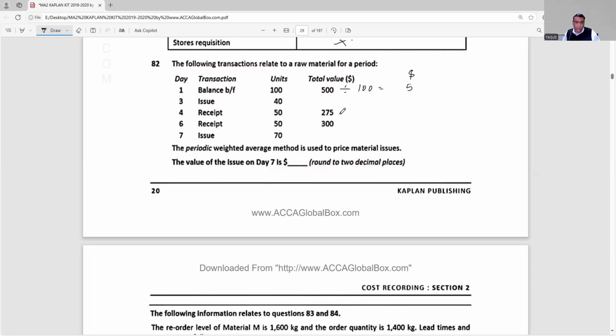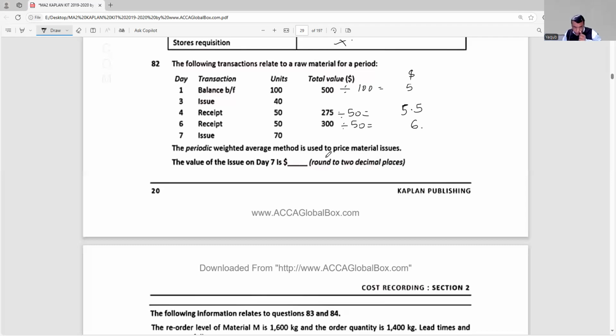Then we have 275 divided by 50. So 275, the next purchase, divided by 50, is 5.5. Then we have 300 divided by 50, which is 6.